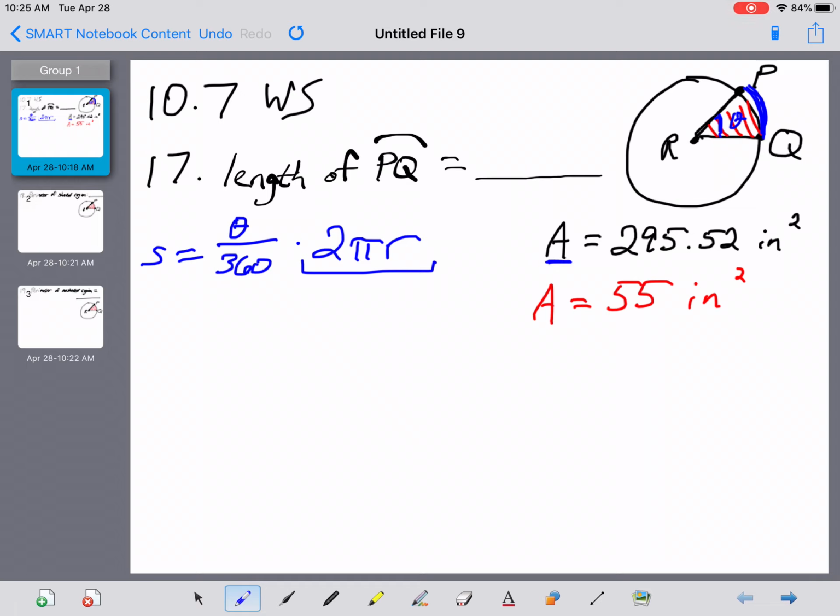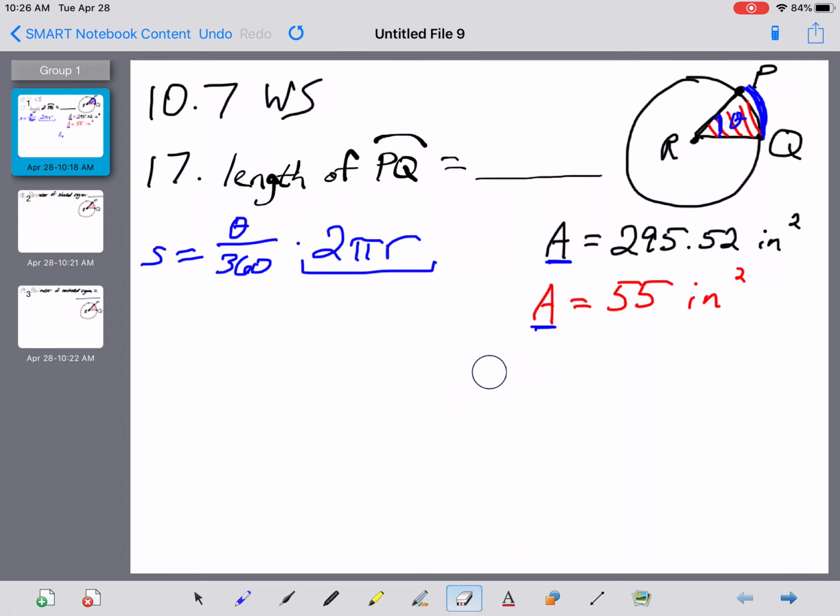The area of the entire circle was 295.52 square inches. The area of just the red shaded sector is 55 square inches. Okay, so what that tells us now, guys, is that we have the smaller area compared to the entire thing. So if I think about the formula we discussed a while ago for the area of a sector, let's play around with that for just a second.